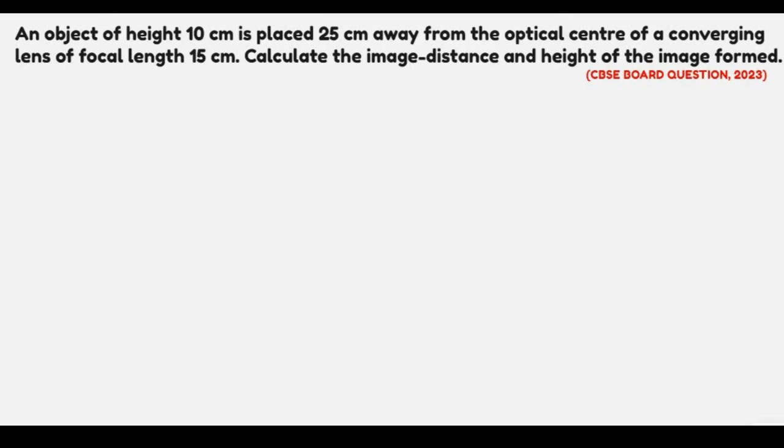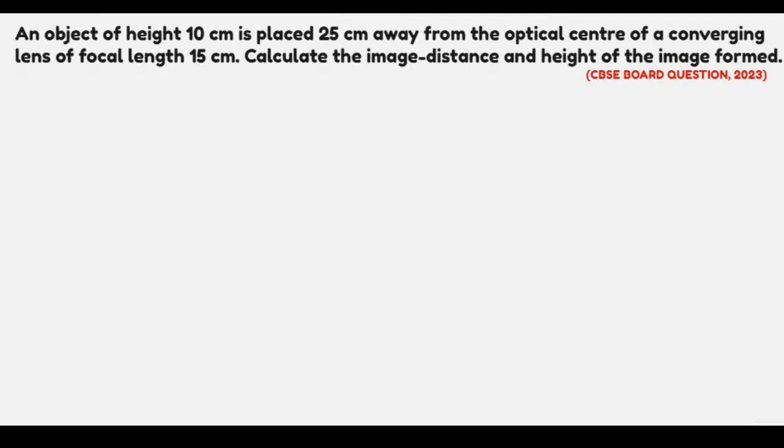So the next question is a numerical from the light chapter and it goes like this. An object of height 10 cm is placed 25 cm away from the optical center of a converging lens of focal length 15 cm. Calculate the image distance and height of the image formed.